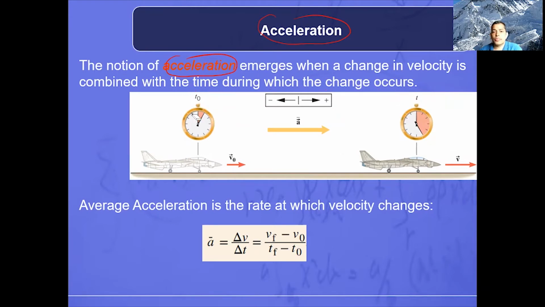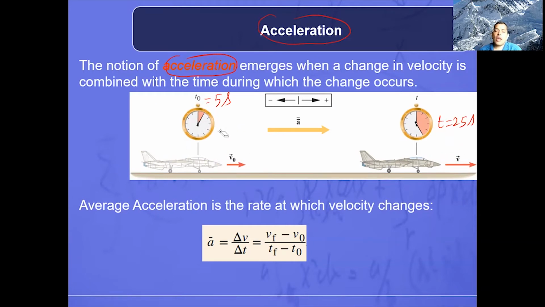Let's see. The airplane is about to fly, right? It's trying to take off. So it starts at time t equals 5 seconds. At t equals 5 seconds, the velocity is v0. At t equals 25 seconds, the velocity is v, different from v0. This is v0, this is v.